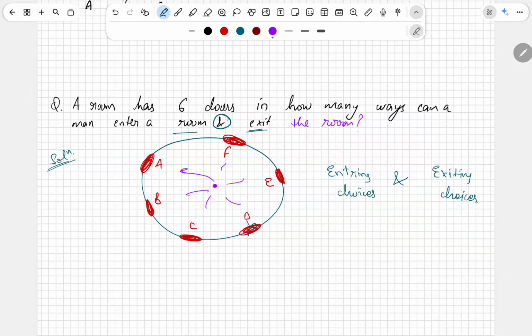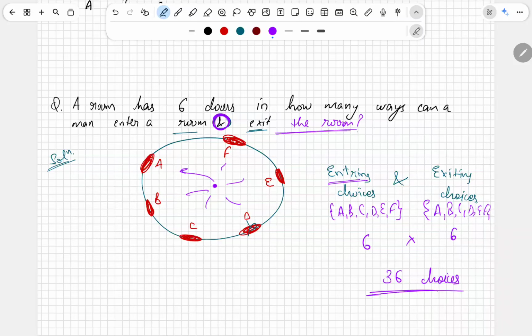So when he's entering the room, how many choices does he have? He has all the 6 choices, A, B, C, D, E and F. And exiting, there is no condition about exiting. So he can exit from either of the doors, that is A, B, C, D, E or F. Again he has 6 choices. And we are using the word and, entering and exit. So we'll multiply. This time the answer becomes 36 choices. I hope the difference between the two questions was clear. Sorry, I'm just pausing it to write down the question. Then I'll meet you in this video.